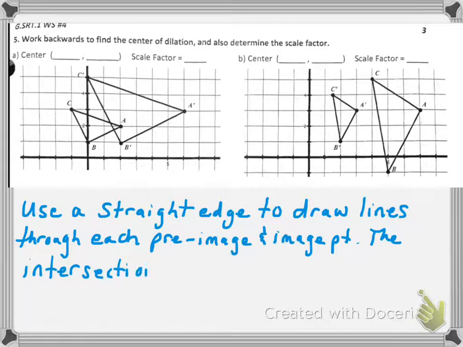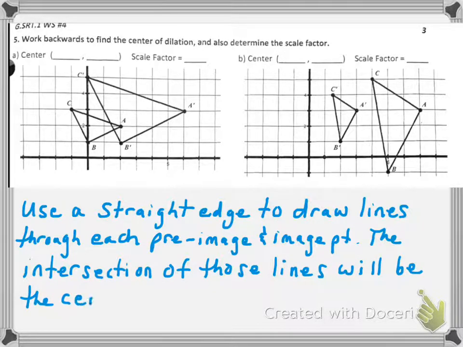So I'm going to connect lines from C to C prime. I'm going to connect them from A to A prime and B to B prime. And where all of those lines intersect, that's going to be the center of dilation. Now really you only need to do this for two of the images and pre-images, but I'm going to show you through most of these doing all 3.